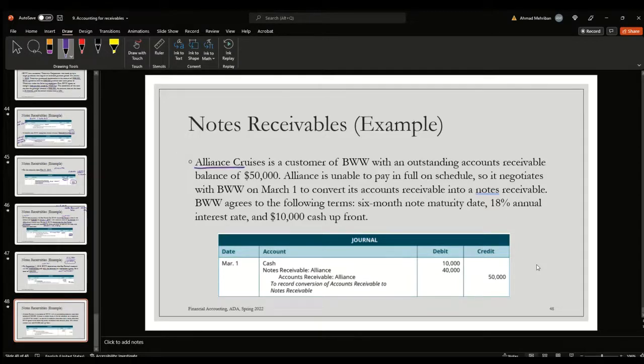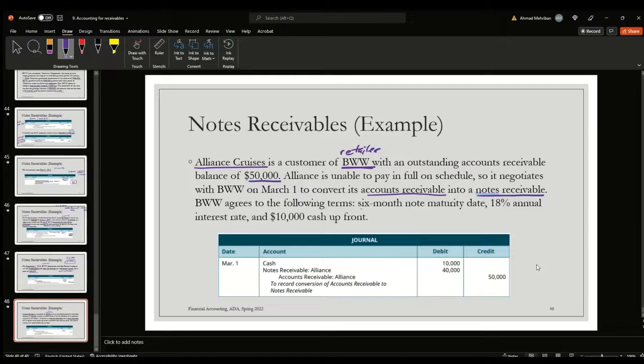Alliance Cruise is again a customer of our retailer. I keep writing it because I want you to make sure that you understand who is the retailer and whose perspective we're looking at. We are always looking at these journal entries from the perspective of the retailer, BWW. The customer has an outstanding accounts receivable balance of 50,000 owed to BWW. The customer is unable to pay in full on schedule, so it negotiates with BWW on March 1 to convert its accounts receivable into notes receivable. So BWW agrees to the following terms.